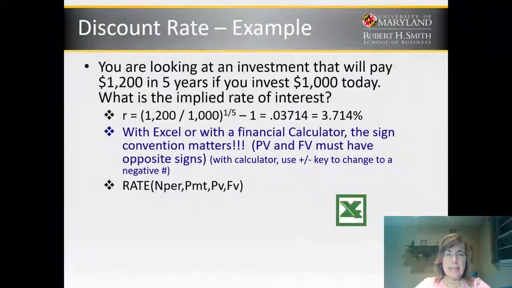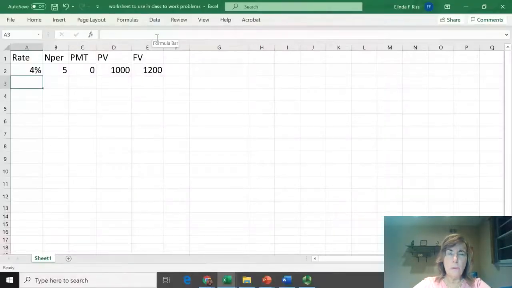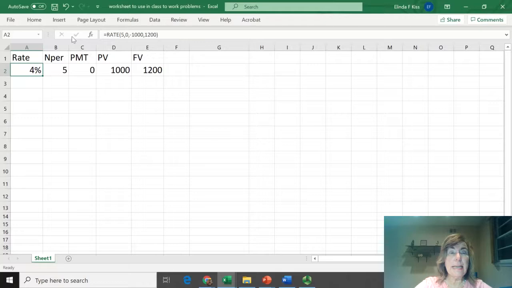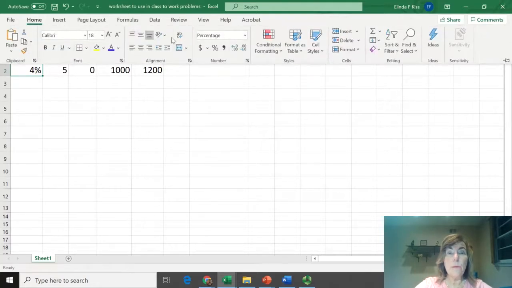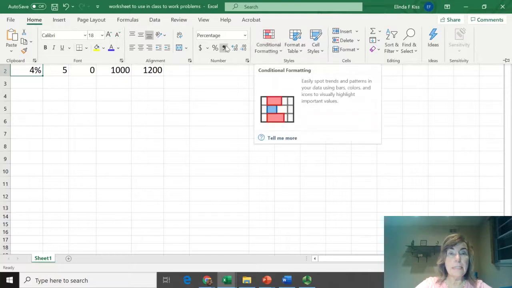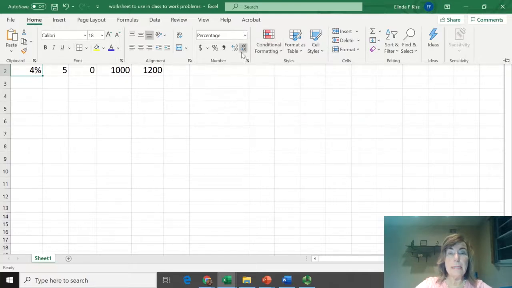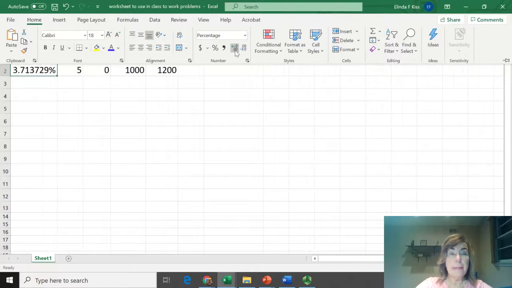Well, I said it is 3.714%. So why is it telling me 4? Because the default is to give me 0 places after the decimal. If I want more places after the decimal, you can see I'm in percent. Over to the right, I can decrease. Over to the left, I can increase. And I can get as many places after the decimal as I want.